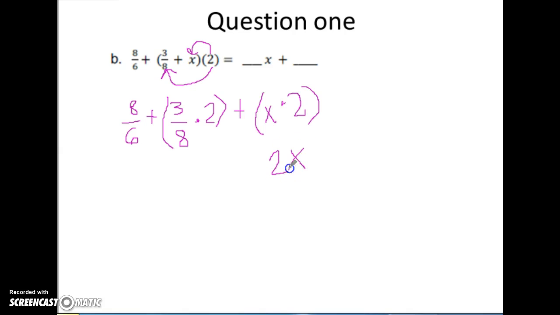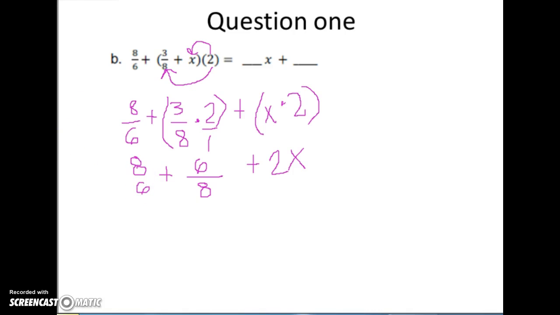So I know I've got 2x plus, and then I'm going to go ahead and do this multiplication. In order to multiply fractions, any whole number you can put over 1, and then you multiply the numerators and then multiply the denominators. So if I multiply 3 times 2, I get 6. If I multiply my denominators, 8 times 1, I get 8. So I finish with my multiplication. I'm going to go ahead and bring down my 8/6 because I haven't used that yet.